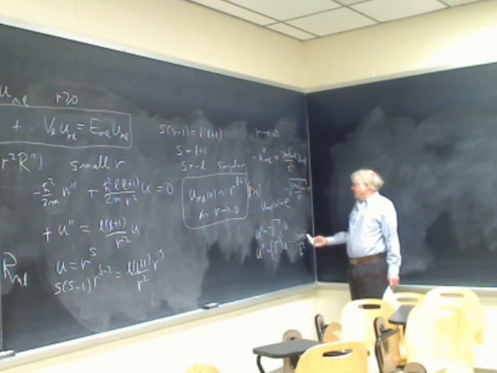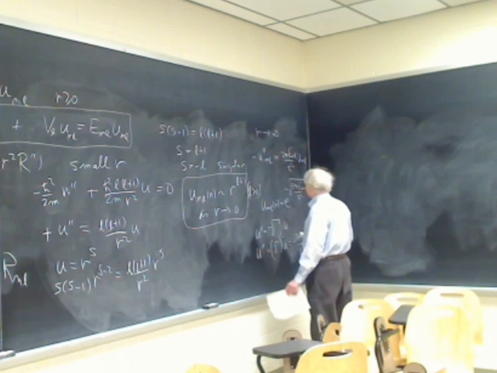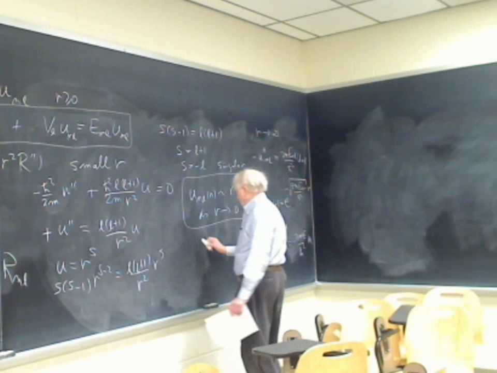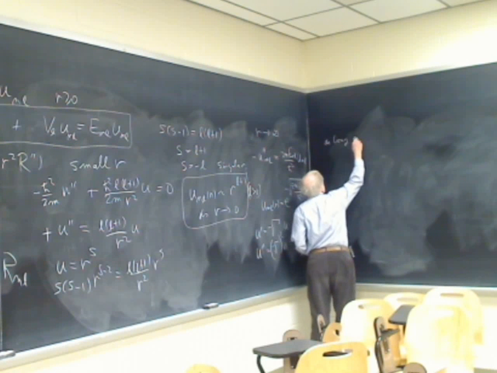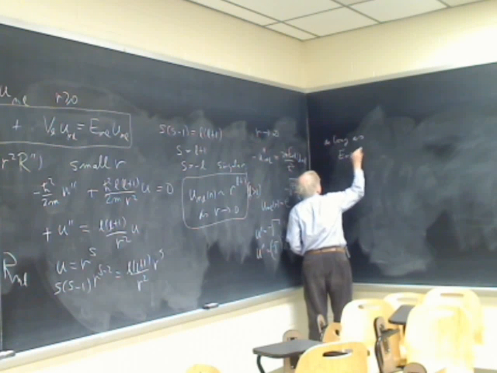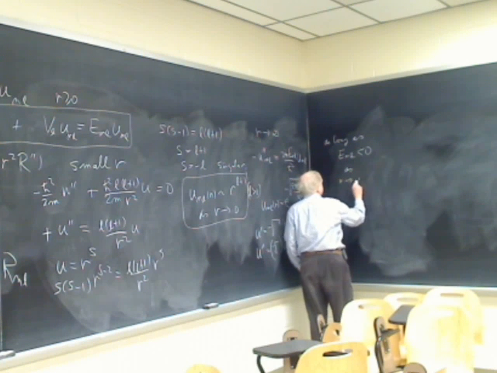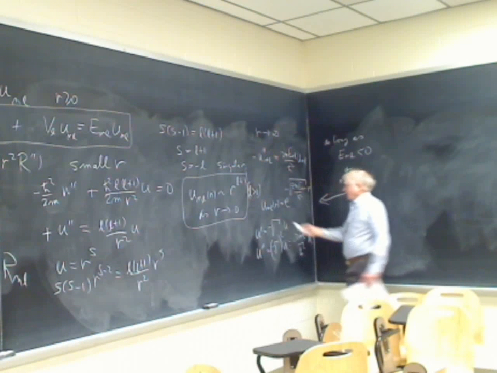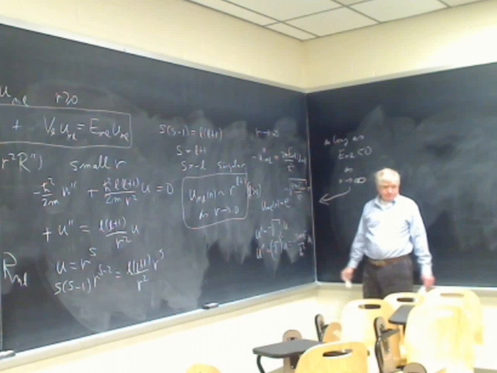So the behavior, as long as we're talking about a bound state, so E_nl is less than 0, then as r goes to infinity, the solution is this one here. u_nl of r is e to the minus square root of minus 2m E over h bar squared. That thing's positive since E is negative, times r.